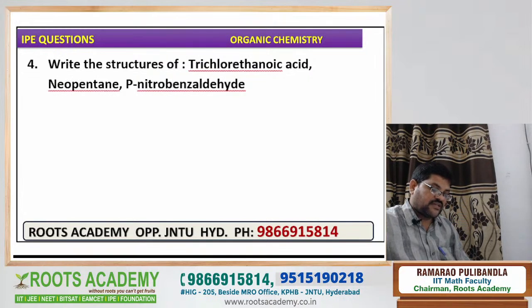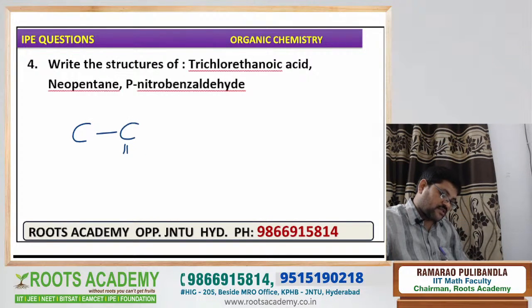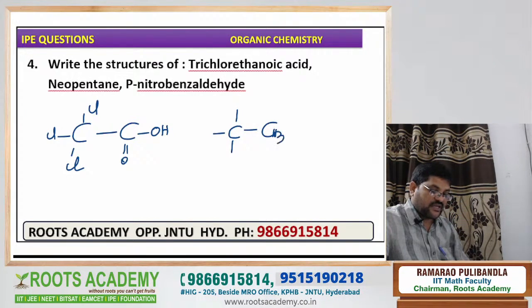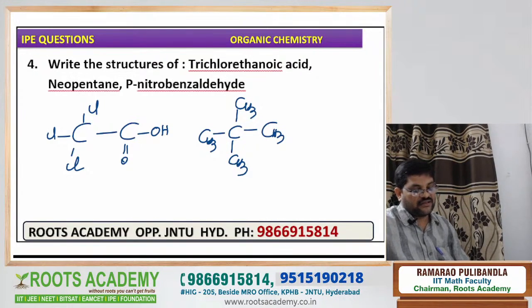Next one. Write the structures of trichloroethanoic acid. It means what? 2 carbons. Ethanoic acid, COOH. Trichloro: you write chlorine here, chlorine here, chlorine here. That is trichloroethanoic acid. Neopentane. Pent means what? Pent means 5 carbons. You write CH3, CH3, CH3, CH3. That is neopentane, right?